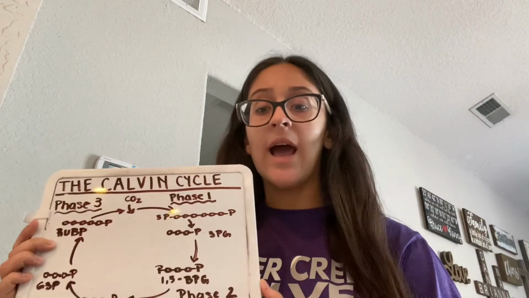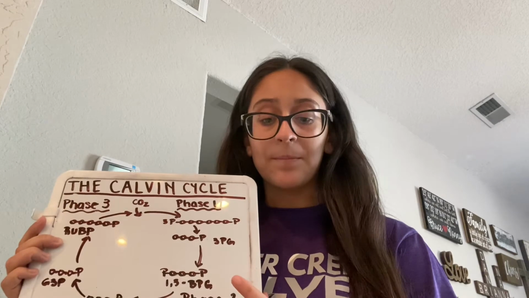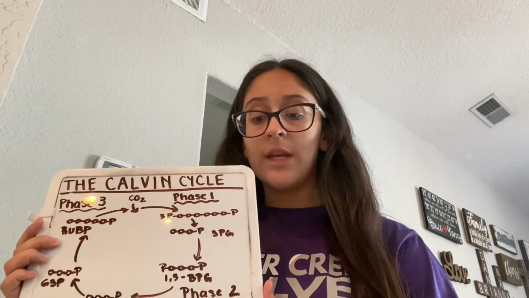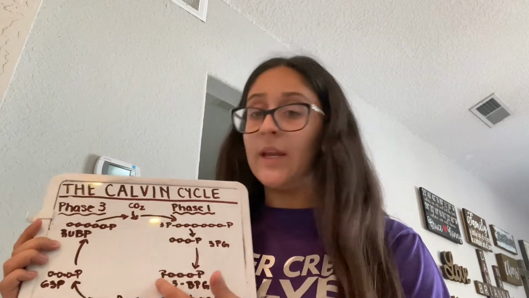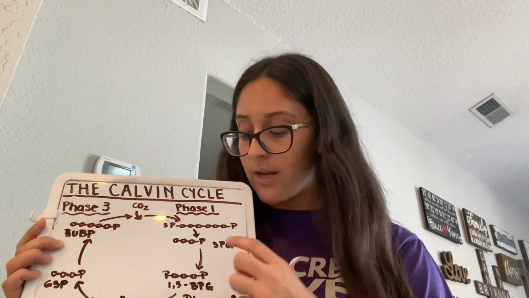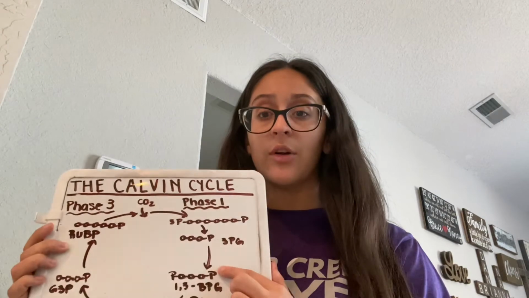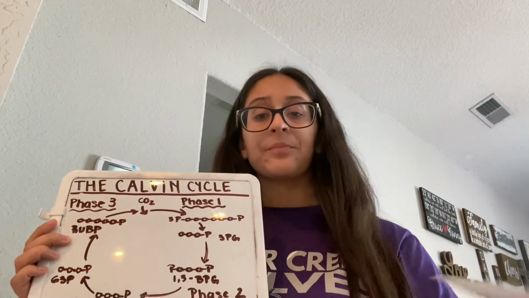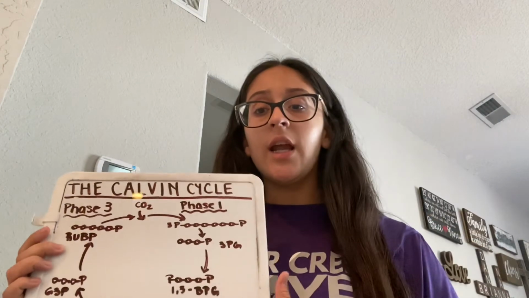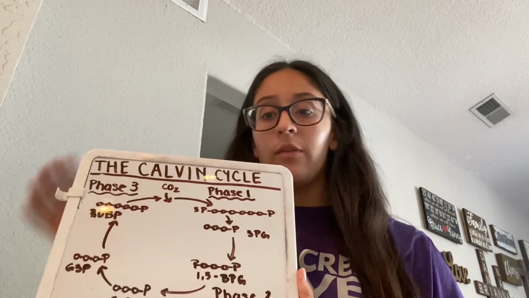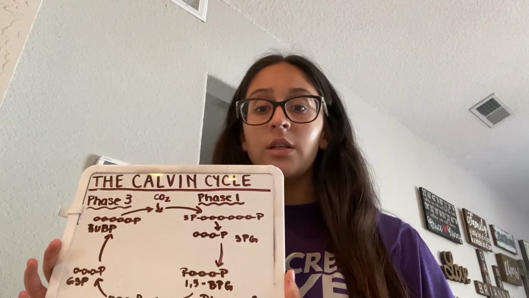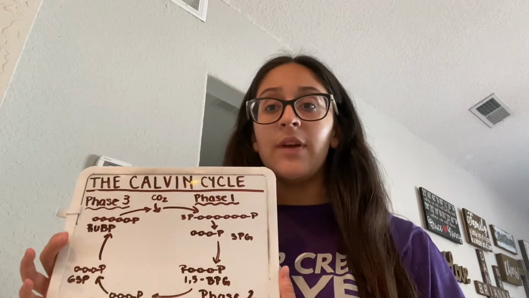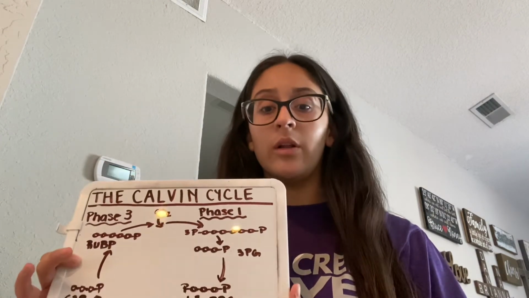Now, the second phase is reduction, and that ATP being used in the first phase causes a phosphate to be added to 3PG. And this molecule is now called 1,3-bisphosphoglycerate because one phosphate is being added to the first carbon of the molecule, and another phosphate is being added to the third carbon of the molecule. Electrons and hydrogen are then added to 1,3-bisphosphoglycerate and it becomes G3P, which is also called glyceraldehyde 3-phosphate, and this is only half of the glucose molecule.